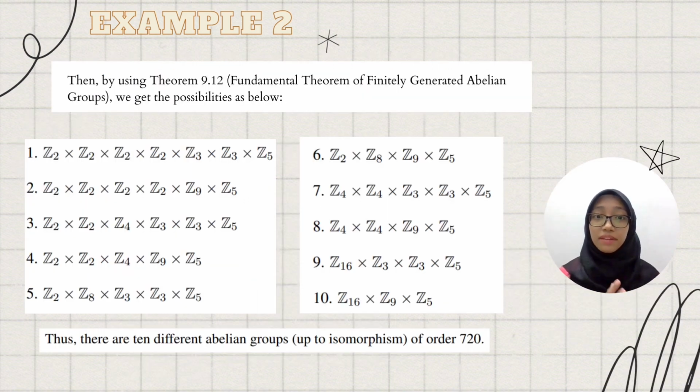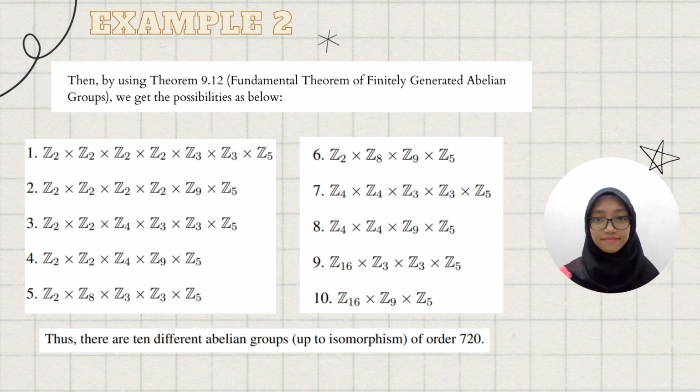Then, by using theorem 9.12, the fundamental theorem of finitely generated abelian groups, we get the possibilities as below. Thus, there are 10 different abelian groups up to isomorphism of order 720.